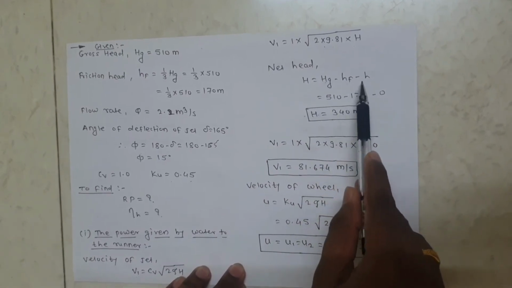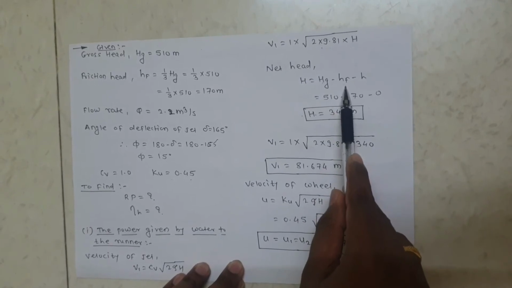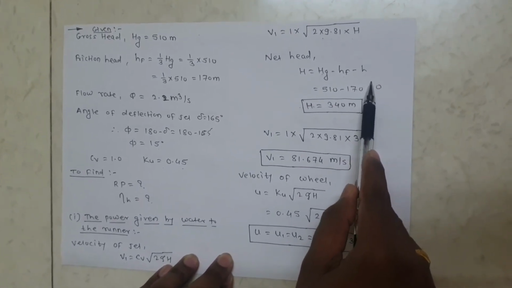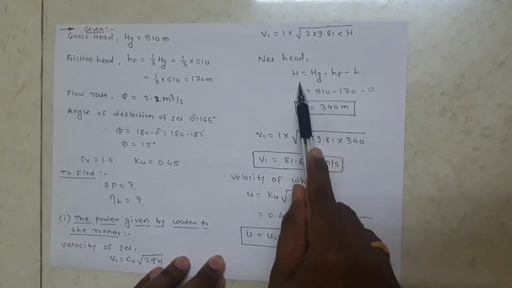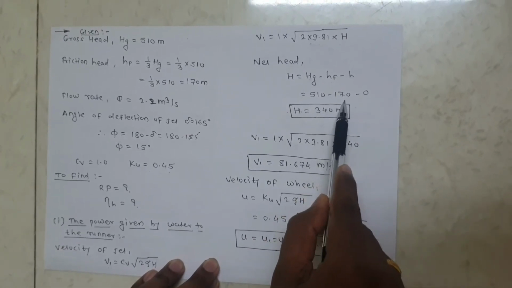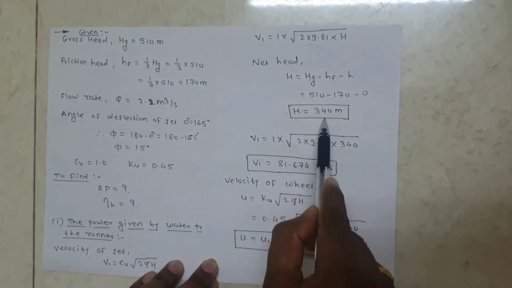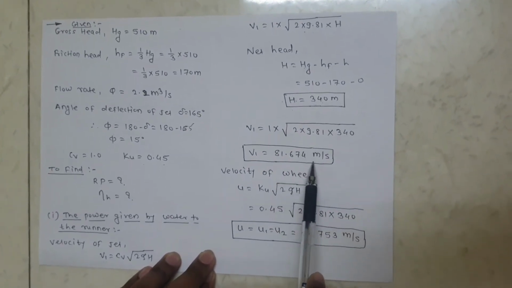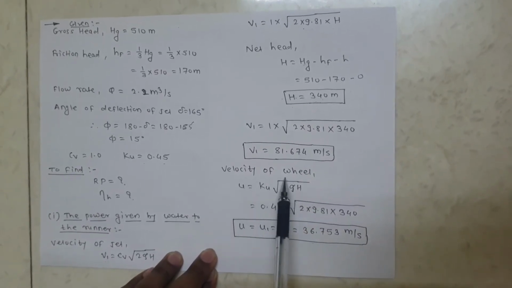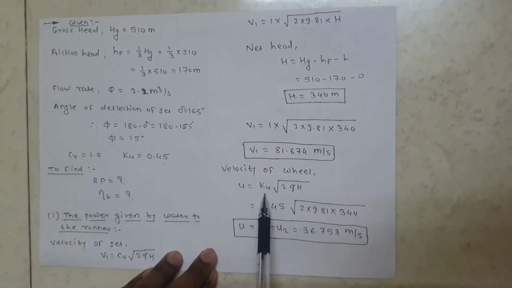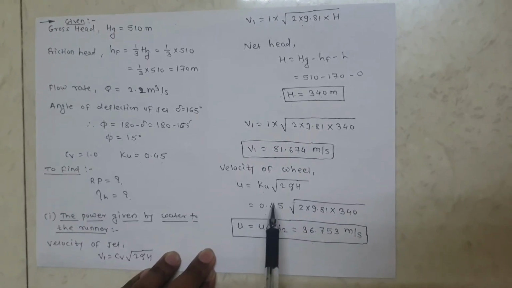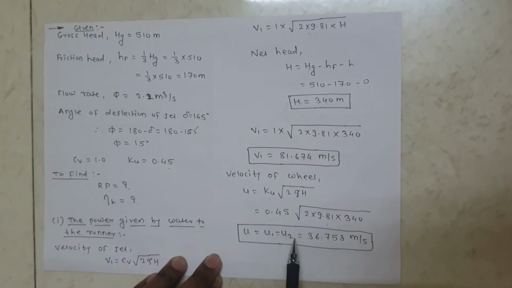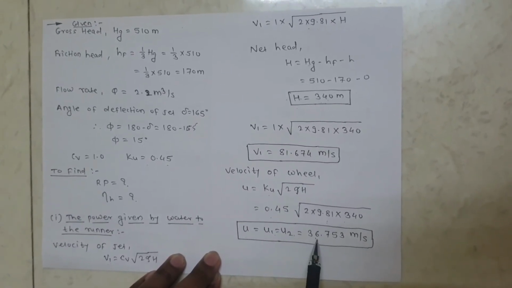So H is equal to HG minus HF minus h. HG is gross head, HF is friction head, h is the head below the nozzle. When the head below the nozzle is not given, it is assumed as 0 or neglected. Only write down the formula. H is equal to HG minus HF, 510 minus 170, that is equal to head on the turbine, H is equal to 340. Put the value of H here, so we get V1 is equal to 81.674 meter per second. Next one is the velocity of the wheel. U is equal to KU square root of 2gH. KU is equal to 0.45, 2, g is 9.81, H is 340. That velocity of the wheel at inlet and outlet is equal to 36.753 meter per second.